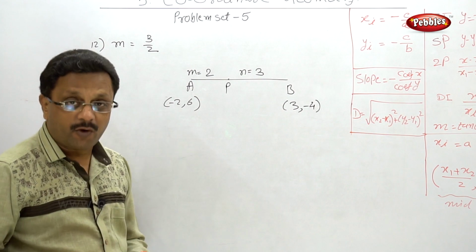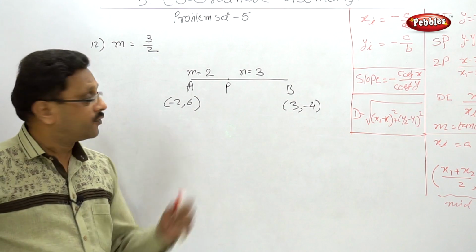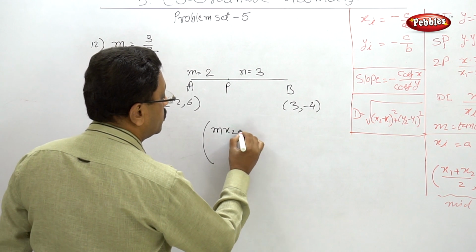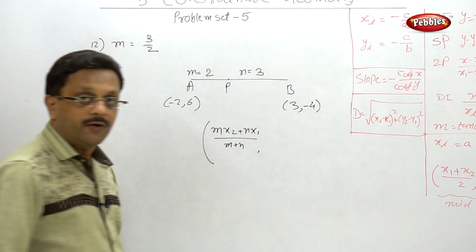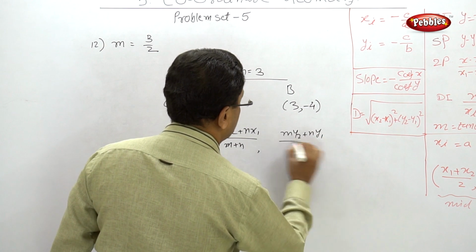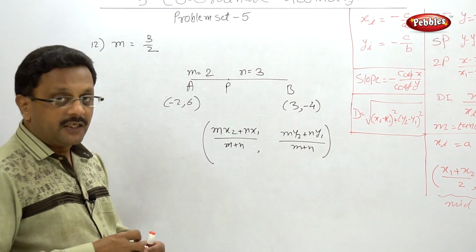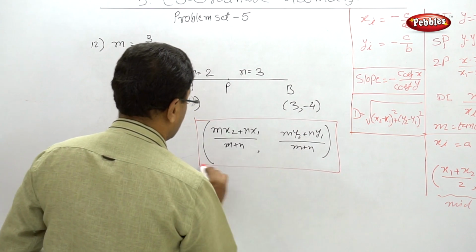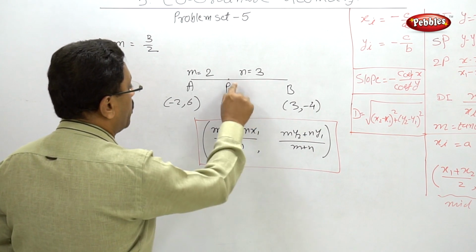Now what does your section formula for the internal division say? We can find out the coordinates of this point P by the formula (mx2 plus nx1) upon (m plus n). This is how we find out the x coordinate, and (my2 plus ny1) upon (m plus n). This is called the section formula. Please note down this section formula. So this is the section formula. Now we have got the coordinates of point P.